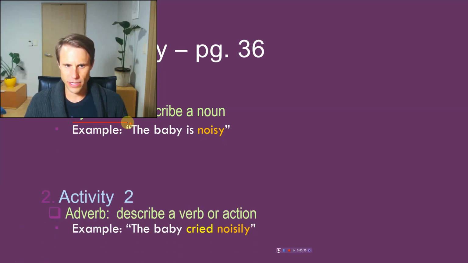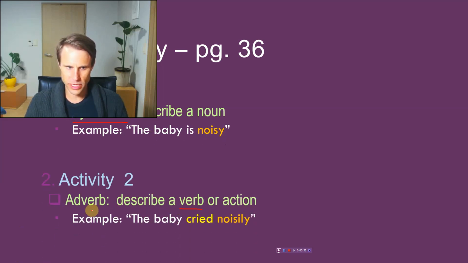What if we want to talk about an action or a verb? Then we have to use an adverb. An adverb describes the verb or gives more meaning to the verb. For example, the baby cried noisily. So there we can see that noisily, that ly signifies our adverb, and cried here is our verb. So we add some information to the verb. We call that an adverb. The baby cried noisily. All right. So that's the difference between an adjective, which describes a noun, and an adverb, which describes a verb.